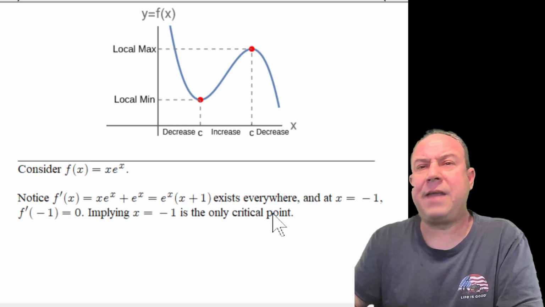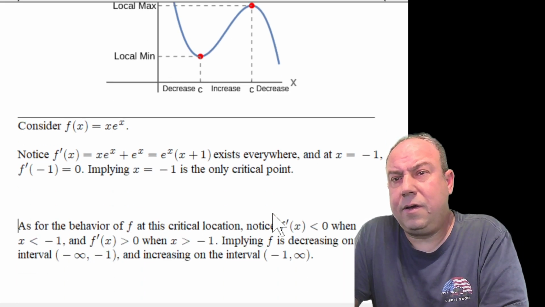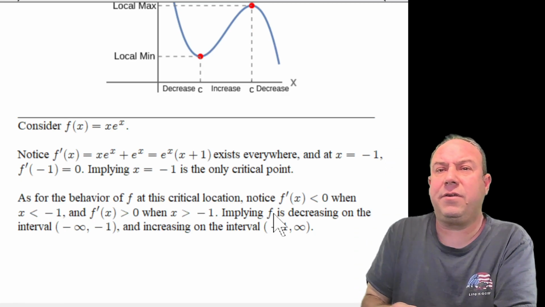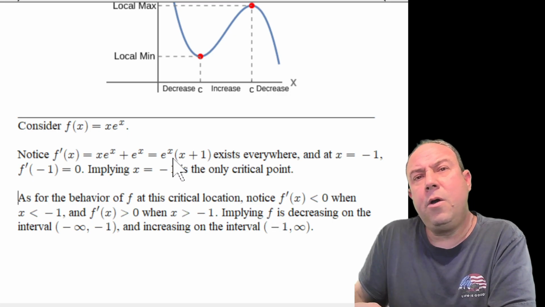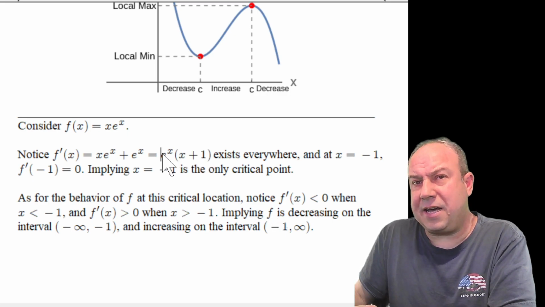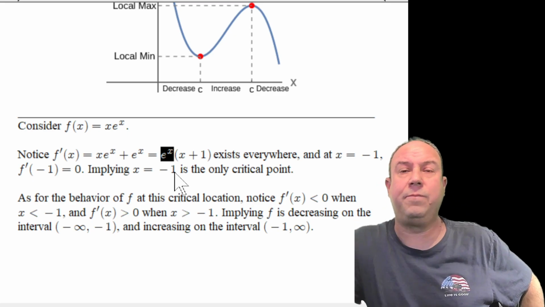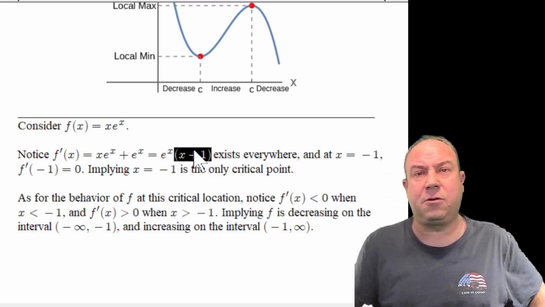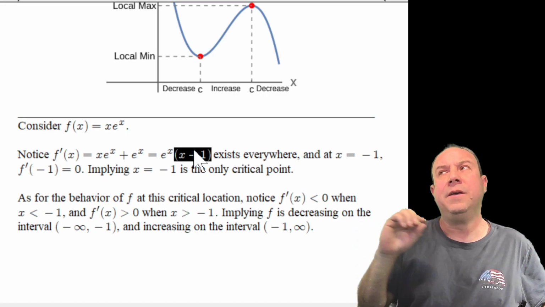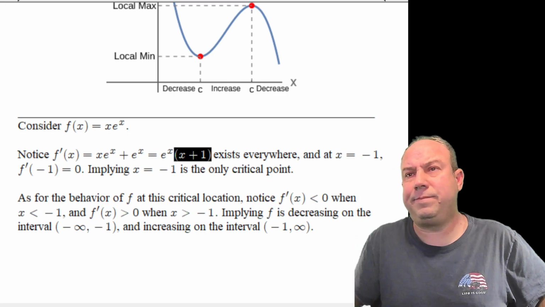All right. Now, if we go further and analyze the behavior for the intervals of increasing and decreasing around this critical point, what we will note is that, as I had said, e to the x will always be greater than 0. So the only factor that's going to cause this product to be less than 0, decreasing, or greater than 0, increasing, is this factor x plus 1.